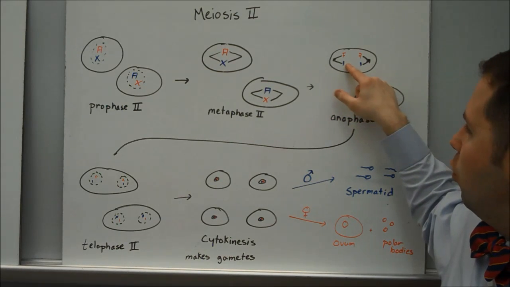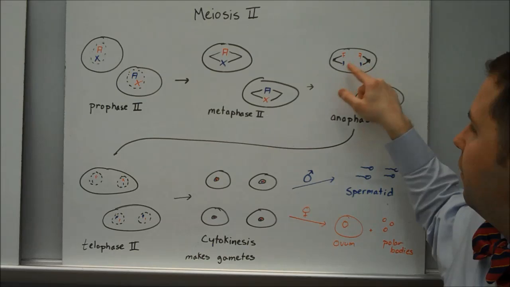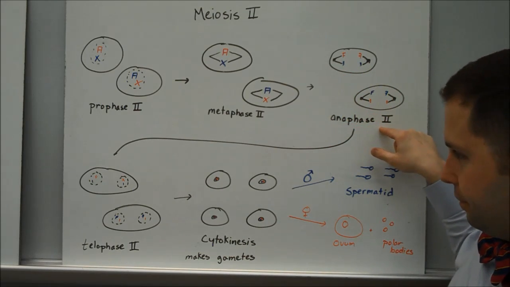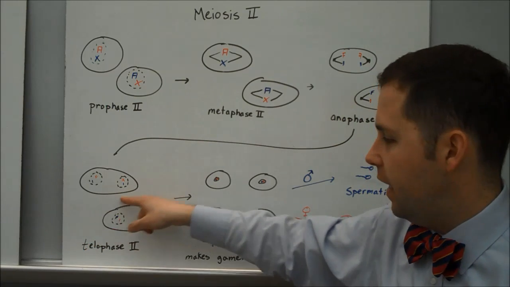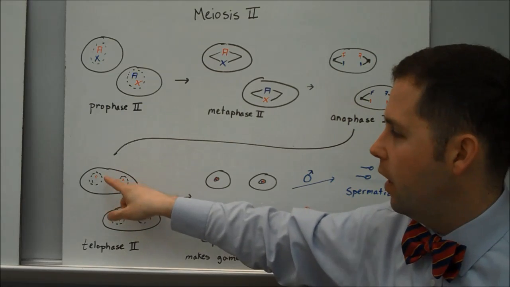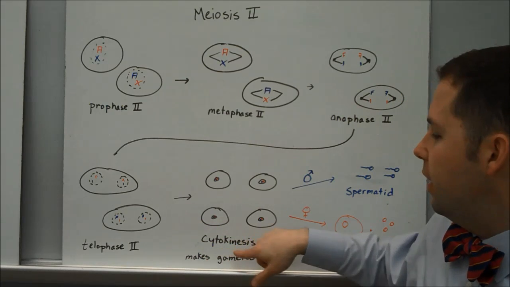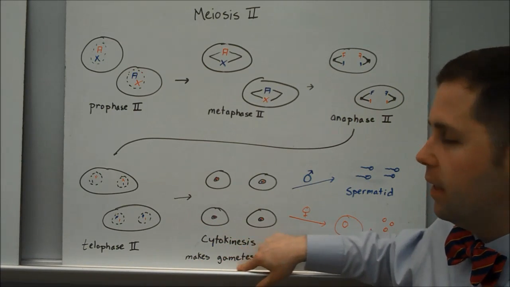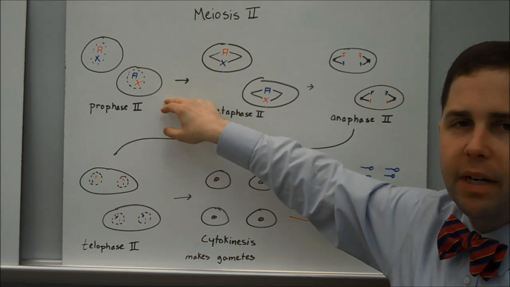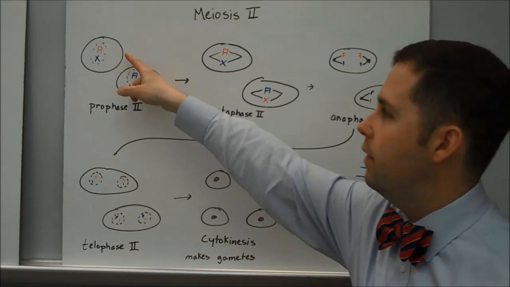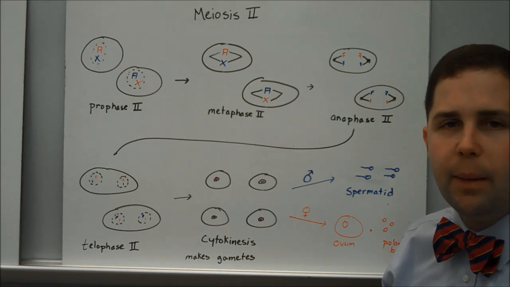So we are now going to pull one half of the X this way and one half of the X that way, one half of the A this way and one half of the A that way in anaphase 2. So we've now split the sister chromatids. We move to telophase 2, where we start reforming our nuclear envelopes and decondensing our chromatids. And we end with cytokinesis, which will make 4 gametes by the time we're done. Because we started meiosis 2 with 2 cells, each cell divides in half. We now have 2 times 2, 1, 2, 3, 4 cells, 4 gametes that we end up with at the end of meiosis 2.